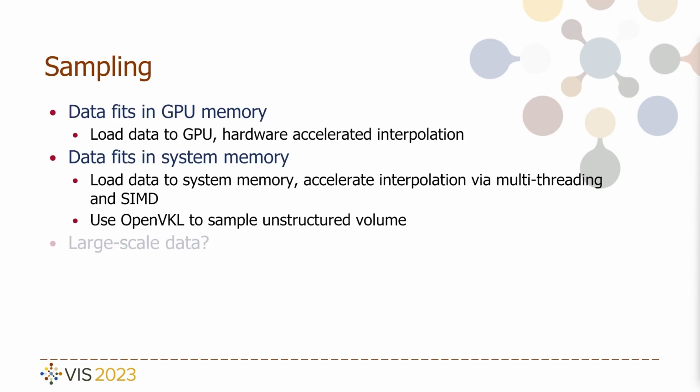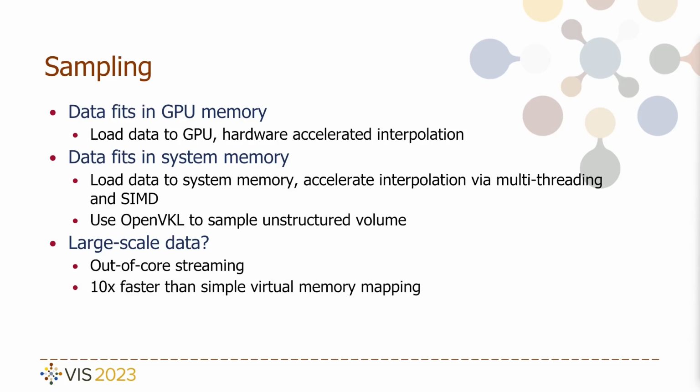For large-scale data that surpasses both GPU and system memory, we've implemented out-of-core streaming techniques to manage the computational load effectively. Our streaming implementation offers a 10 times speed advantage over simple virtual memory mapping, and enables us to train on terascale datasets using just a single GPU.